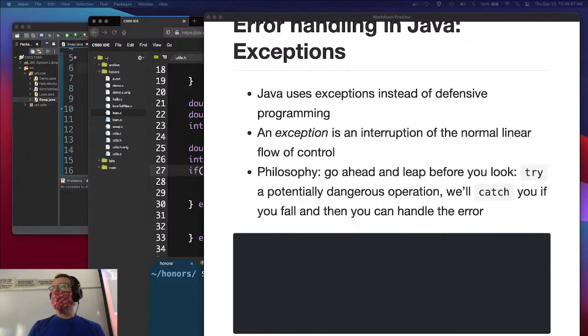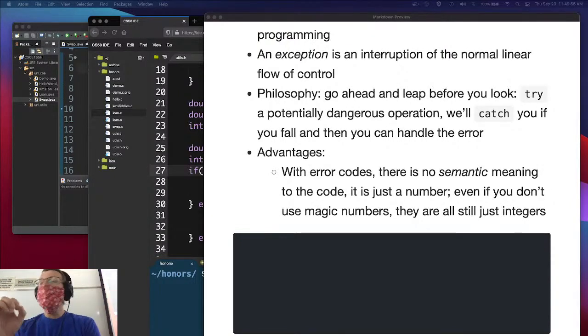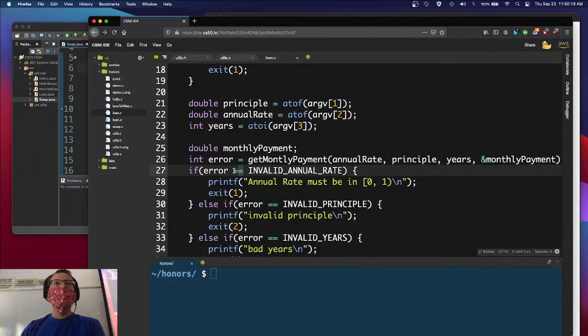So which one is better? We'll take a look here in a second of how to deal with this, but you've seen them before already. With error codes, there's no semantic meaning. Yes, you can give it a readable name like invalid principal, invalid years. You can read that and understand it, but at the end of the day, they're still just numbers. 0, 1, 2, 3, 4. There's no semantic meaning to any of that stuff, right? In fact, here, I'll prove to you that there's no semantic meaning to it.